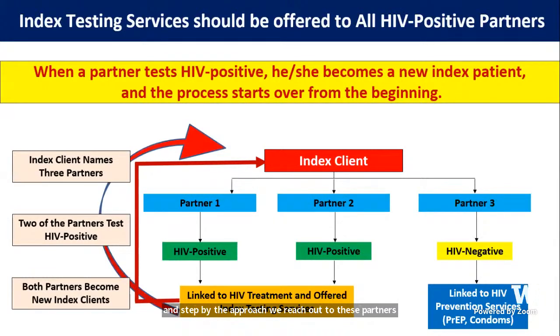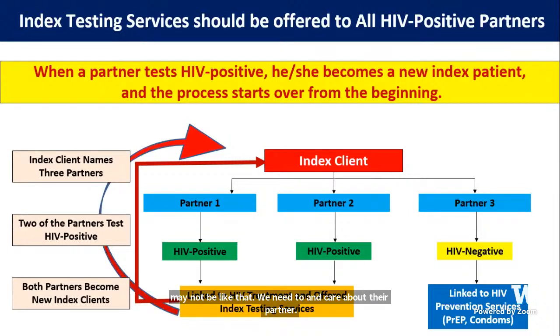So we need to enroll these 2 new positives again as index cases, and again we have to offer index testing to them. This is the commonest mistake which people in the field are making. Like, I know this person is a partner of my index case, so there is no need to inquire about this person's partner. It may not be like that. We need to inquire about their partner. It can be more than one partner, so we need to inquire about their partners as well.